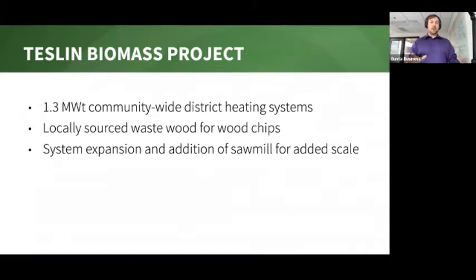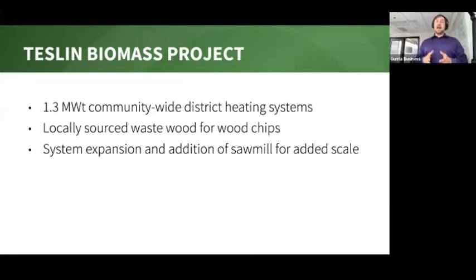The fuel source for this district heating system is waste wood, and it's processed into wood chips. So there's a few different types of biomass projects out there. There's cordwood biomass projects, there's wood chip biomass projects, there's pellet projects out there. And this one very specifically is wood chip, and we will talk about why.